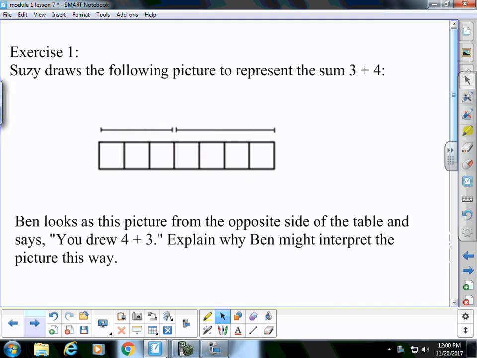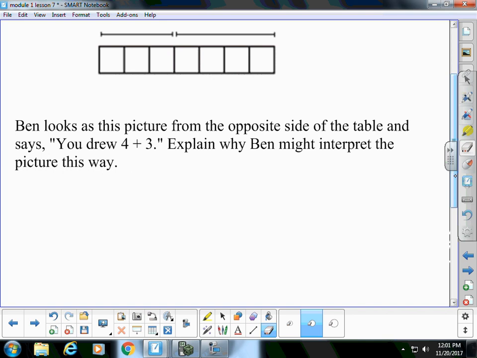Exercise 1. Susie draws the following picture to represent the sum 3 plus 4. Ben looks at the picture from the opposite side of the table and says, you drew 4 plus 3. Explain why Ben might interpret the picture this way. Okay, so Susie drew 3 plus 4 because there's 3 bricks or blocks plus 4. However, Ben is looking at it from the other side of the table, and he says, well, wait a minute, that's 4 plus 3.